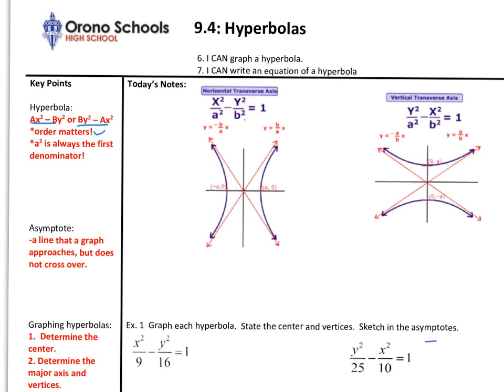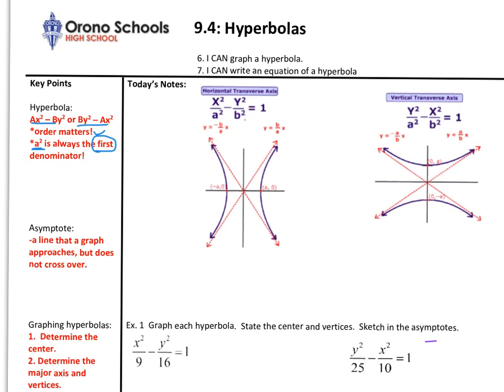The a squared term that's in the denominator is always first. So now we're not looking for the bigger denominator, we're looking for the first variable. Over on the right, we see the two different examples for shapes of hyperbolas. They'll be horizontal or vertical like ellipses, but notice they do not connect. They go in opposite directions.